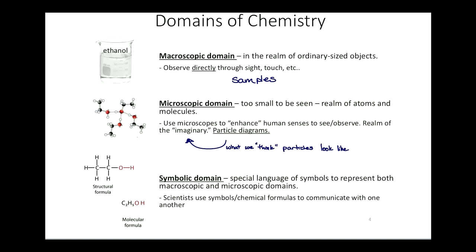But as chemists, we also care about the microscopic domain: how the particles behave on the particle level, right? What's the composition? What's the structure? That's where the particle domain is important, or this microscopic domain. This is too small to be seen. This is the realm of atoms. We can't actually see atoms or electrons. We can only imagine what they look like.